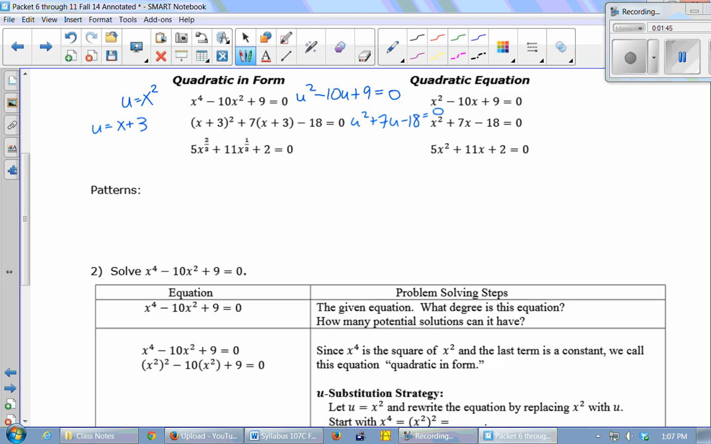This last one's a little trickier. Any ideas? X to the 1/3, yeah. So x to the 2/3 is x to the 1/3 squared, so this becomes 5u squared, plus x to the 1/3, so this is 11u plus 2 equals 0.